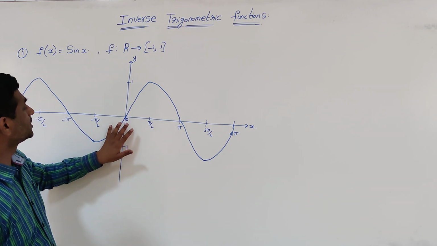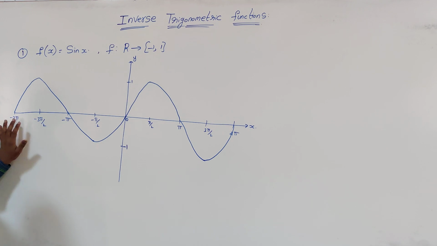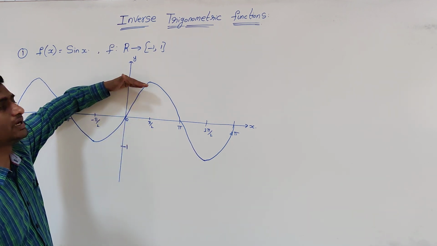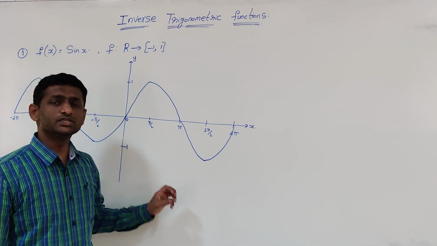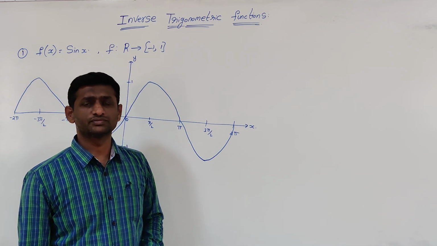That is, the inputs are 0, pi by 2, pi, 3 pi by 2, 2 pi, minus pi by 2, minus pi, minus 3 pi by 2, minus 2 pi, and it oscillates between -1 to +1. In general, the trigonometric functions are not 1-1 functions. Why?